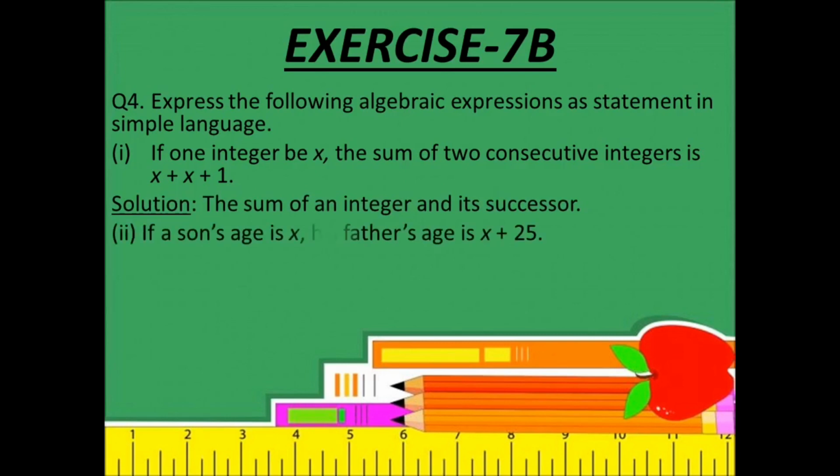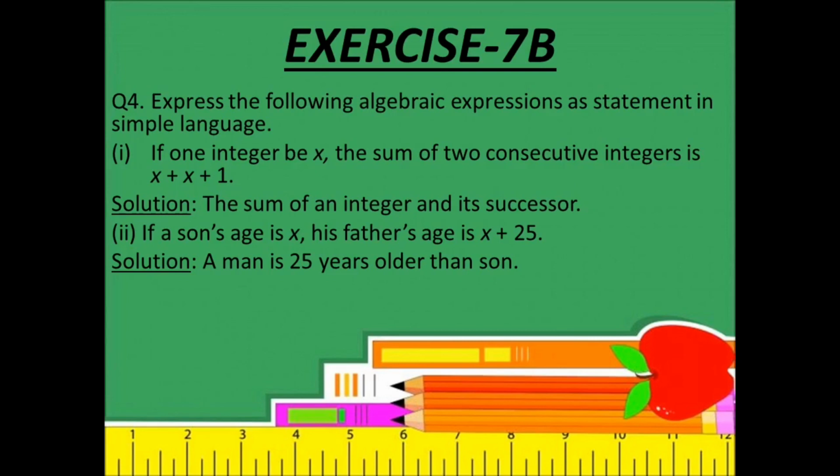Now the second part says that if a son's age is x, his father's age is x + 25. So the statement for this will be: a man is 25 years older than his son. Hopefully it is also clear to you.